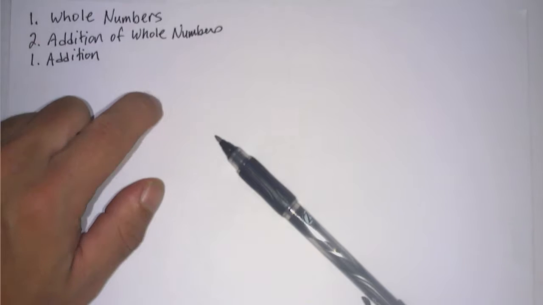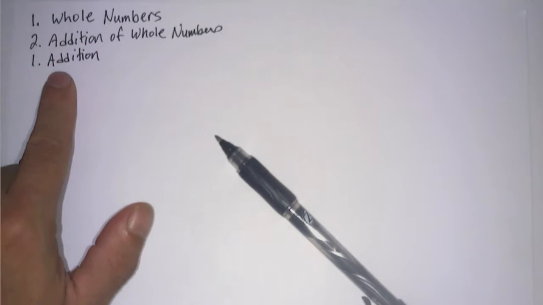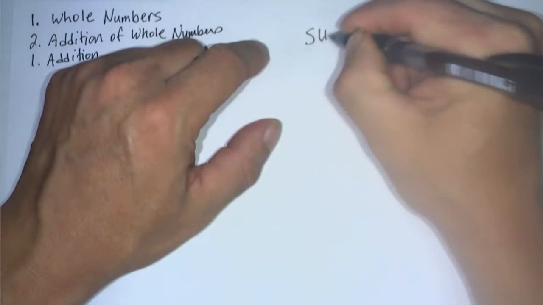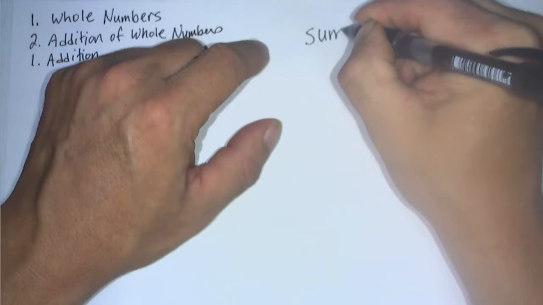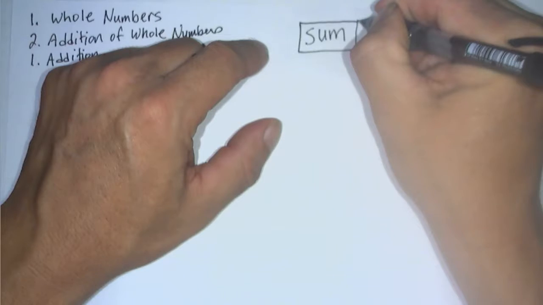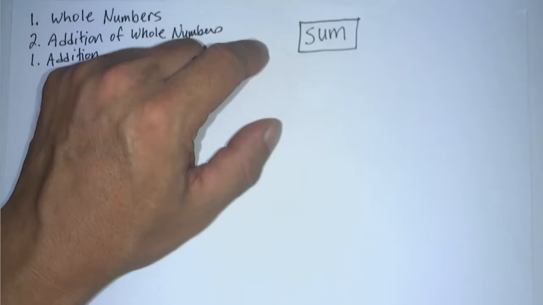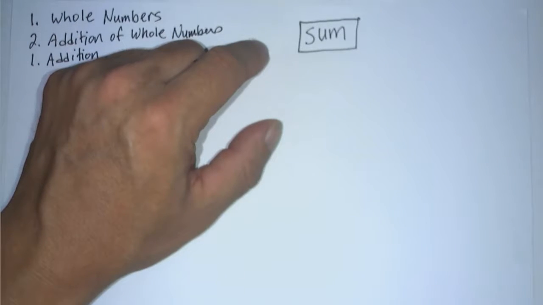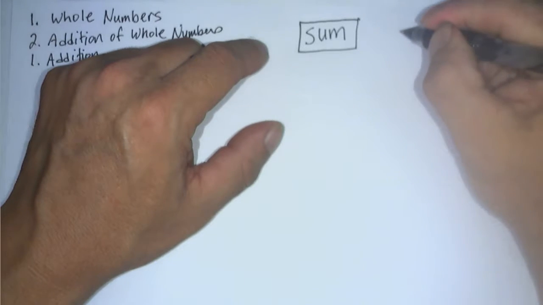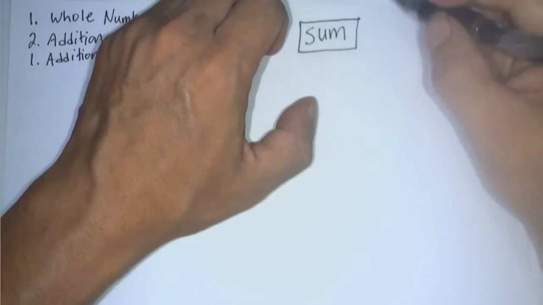Okay, this is the first lecture in the second section. We're going to start addition, adding whole numbers. The key word for addition is the sum of two numbers. So anytime you think or hear or feel the word sum, S-U-M, you need to be thinking addition. And addition is combining two numbers or two quantities.